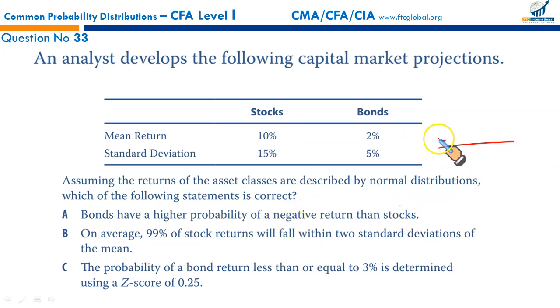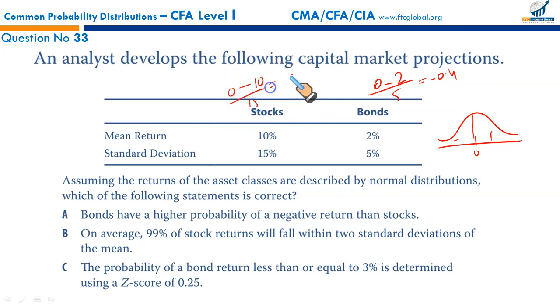So we know in the normal distribution this region is negative, assuming this is mean 0, and this region is positive, right? Now let us convert these into the corresponding z-scores, assuming the returns are 0. 0 minus 2 upon 5 gives you negative 0.4, and 0 minus 10 upon 15 gives you negative 0.67.